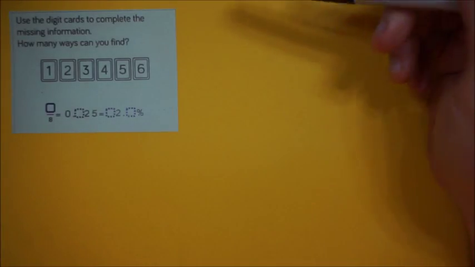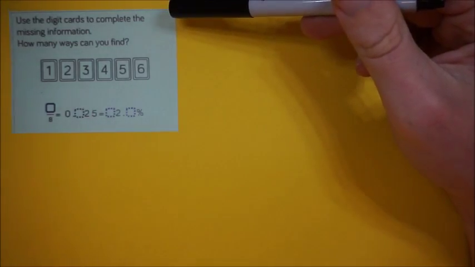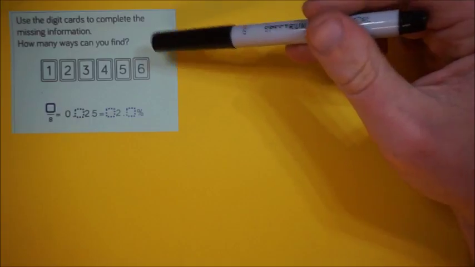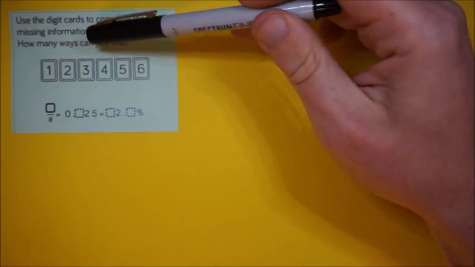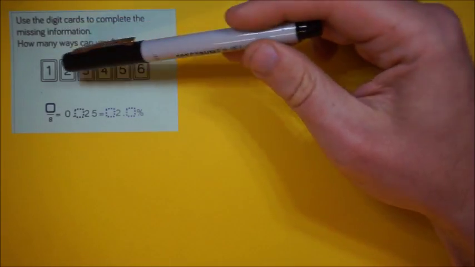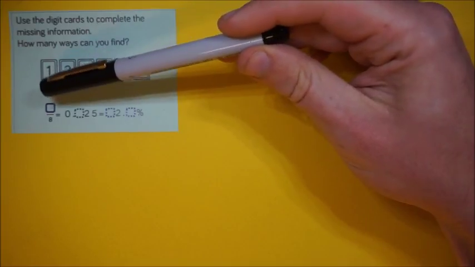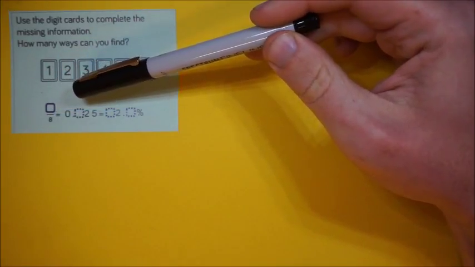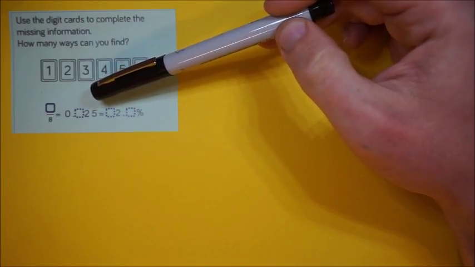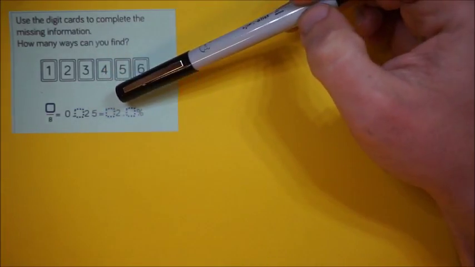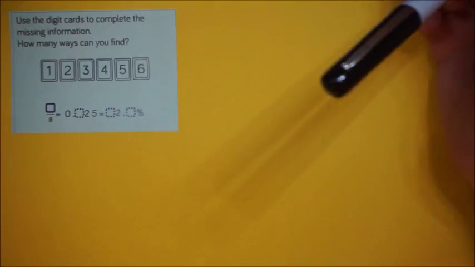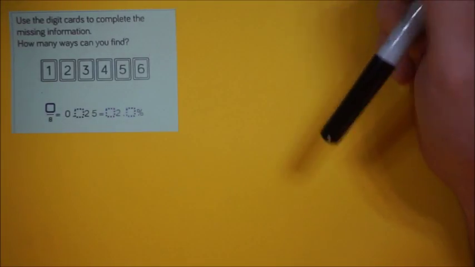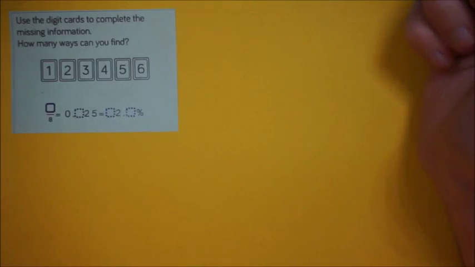Today's question is, use digit cards to complete the missing information. How many ways can you find? We've got our digit cards 1, 2, 3, 4, 5, 6, and then we've got this equation here. We've got so many eighths is equal to 0 point something 25, which is equal to something point something percent. You can use the digit cards more than once if you need to, and see how many solutions you can find. Best of luck.